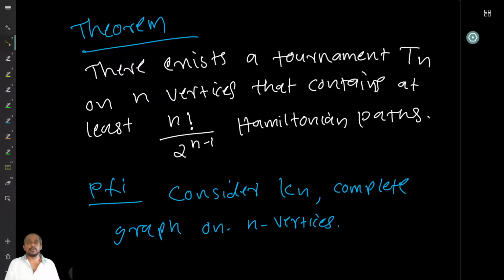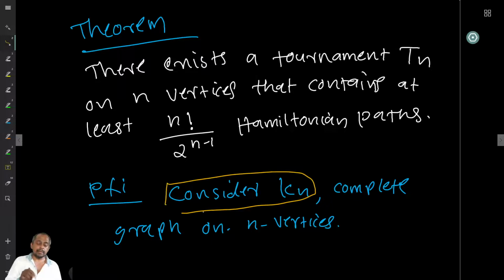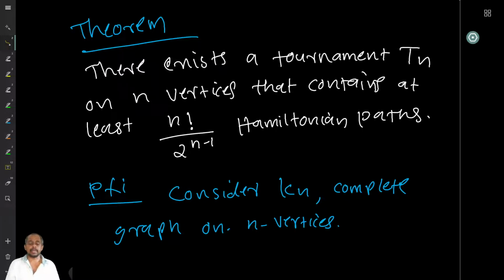Now, how do you prove this? Can you prove this using the tools that we have learned? Think about this for a few minutes before you continue. So what we are going to do is the following. We start with the complete graph Kn, which is the undirected simple graph, the complete graph on n vertices. Now, once I take this complete graph, what I want is a tournament. How do you make a tournament from a complete graph?